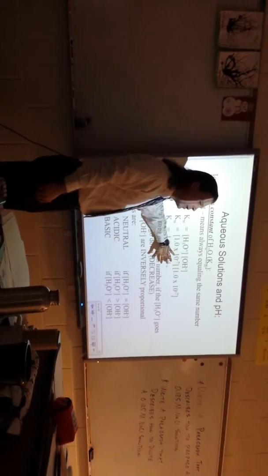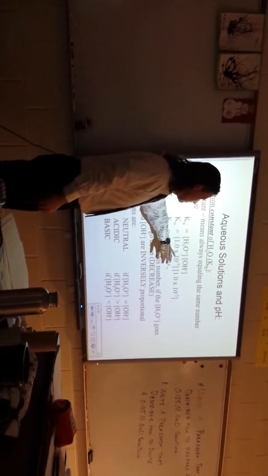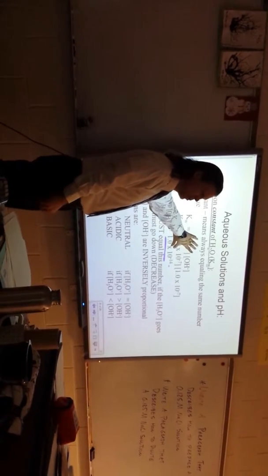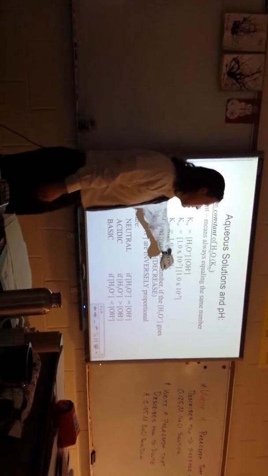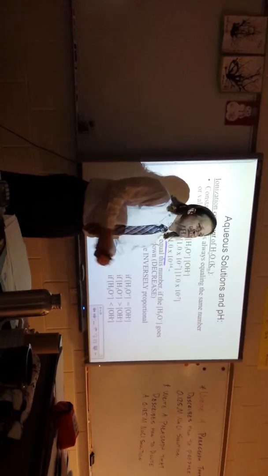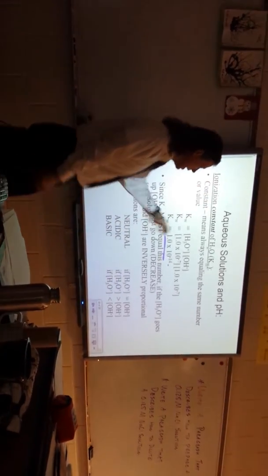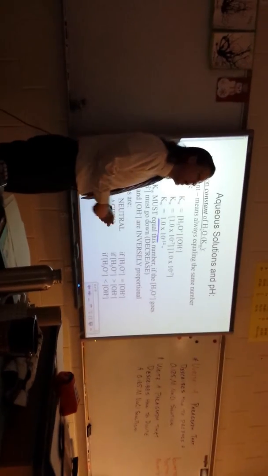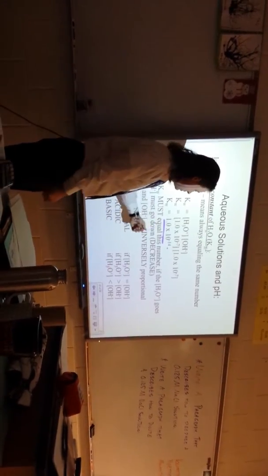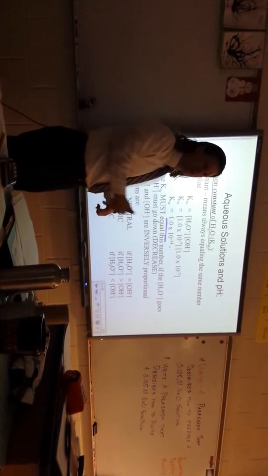And if this is always the value for Kw, it would be great if H3O plus was always 1 times 10 to the minus 7 and OH minus was 1 times 10 to the minus 7, but that's not usually the case. What is usually the case is H3O plus goes up and then OH minus goes down inversely. Or H3O plus goes down and then OH minus goes up inversely.